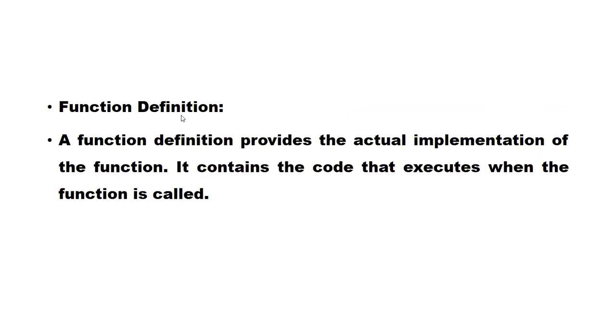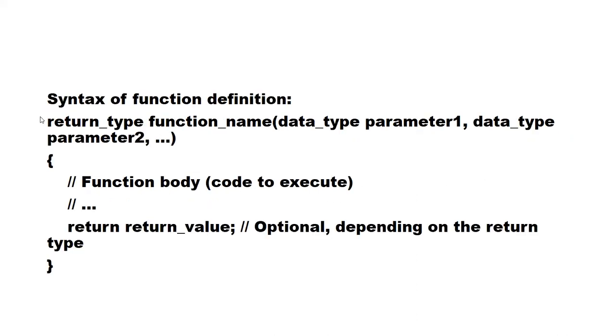The first one is function definition. A function definition provides the actual implementation of the function. It contains the code that executes when the function is called. The syntax of function definition is return type, function name. Within the brackets, we specify the parameters. Within the curly braces, specify the function body.